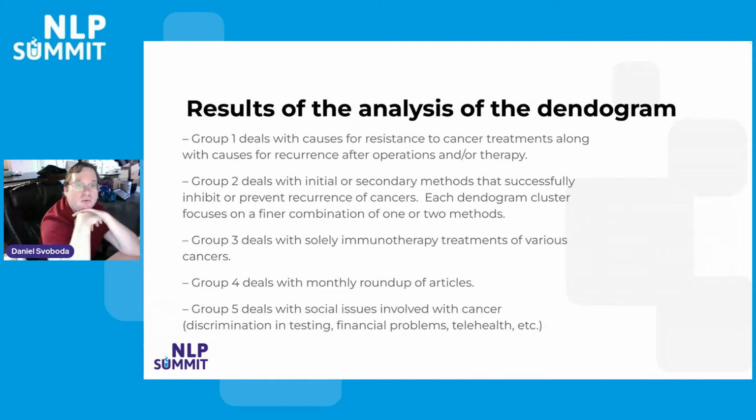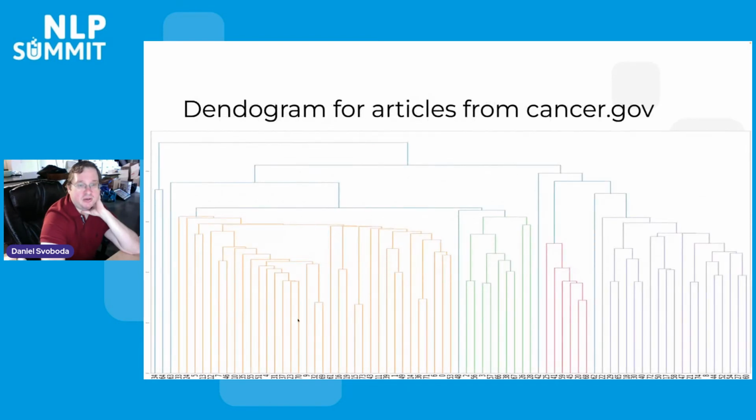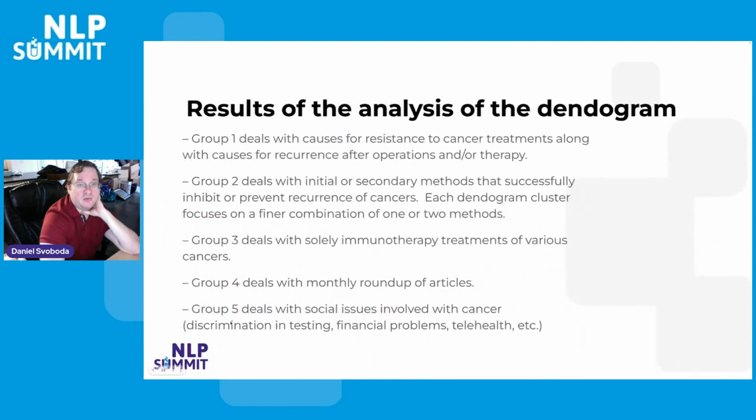Group 2 deals with initial or secondary methods of treatment that were able to successfully inhibit or prevent recurrence of cancers. So a very fine cluster at the end of the dendrogram would refer to a very specific method, with a broader cluster referring to a mix of one or two of these methods. Group 3, which was the large yellow one that you saw here, dealt solely with immunotherapy treatments of various cancers.